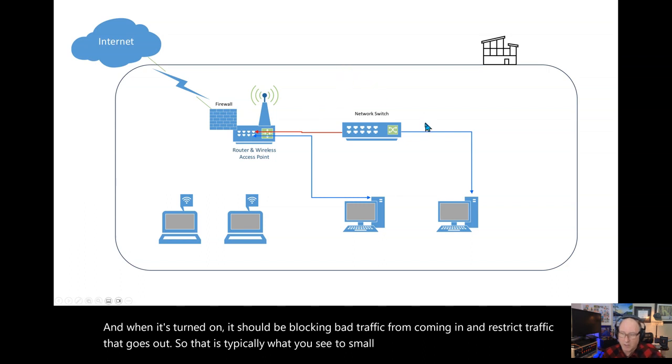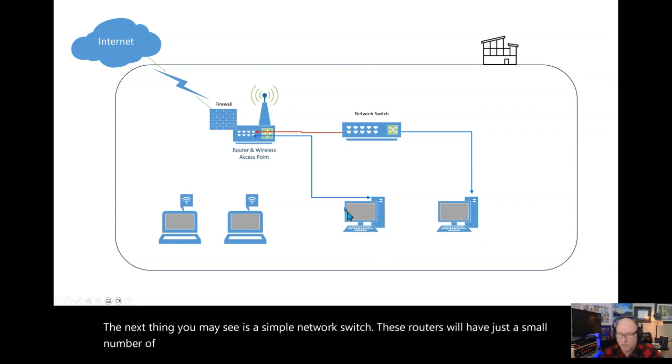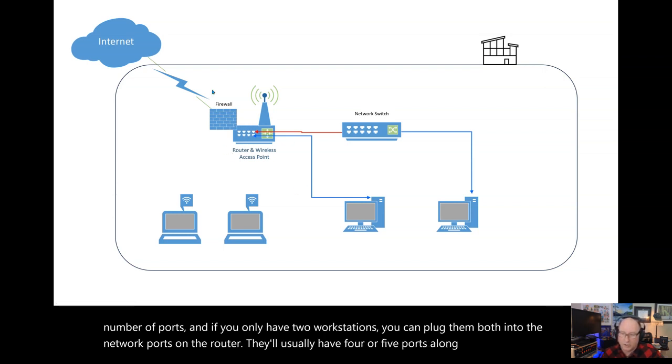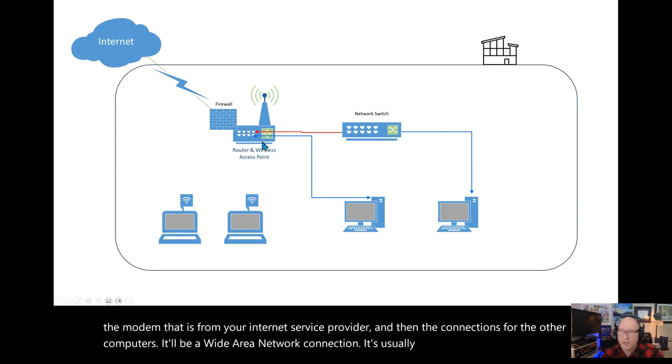The next thing you may see is a simple network switch. These routers will have just a small number of ports. And if you only have 2 workstations, you could plug them both into the network ports on the router. They'll usually have 4 or 5 ports, along with a connection to the modem that is from your internet service provider, and then the connections for the other computers. It'll be a wide area network connection. It's usually called WAN.